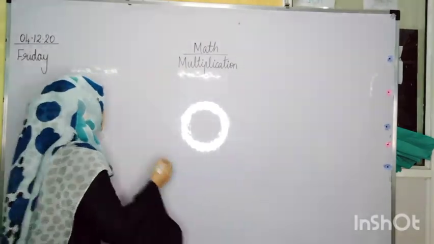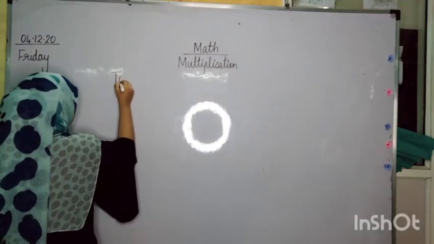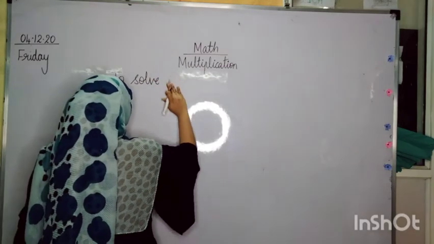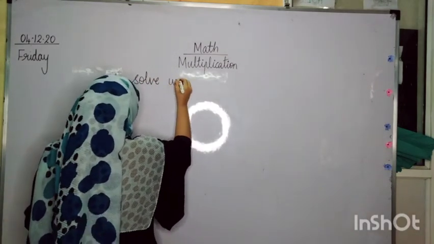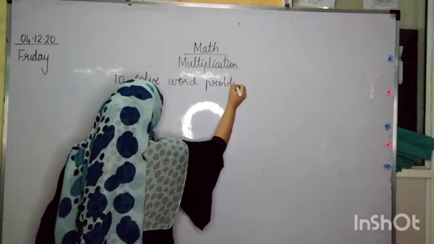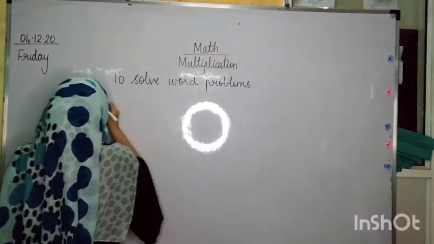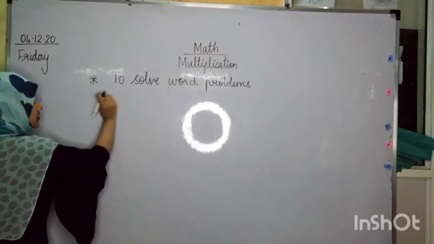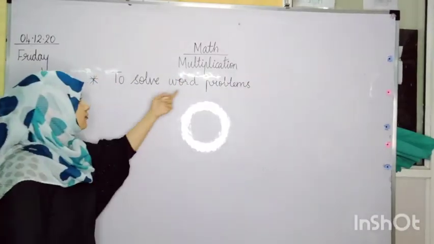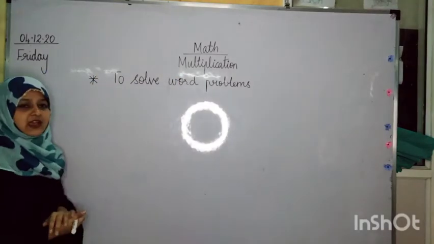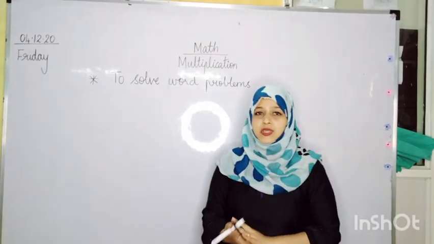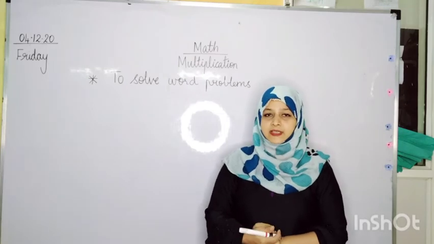Okay. So the objective is to solve word problems. This is the last objective of the chapter multiplication. We have done word problems with addition and word problems with subtraction. Today we are going to do it with multiplication.